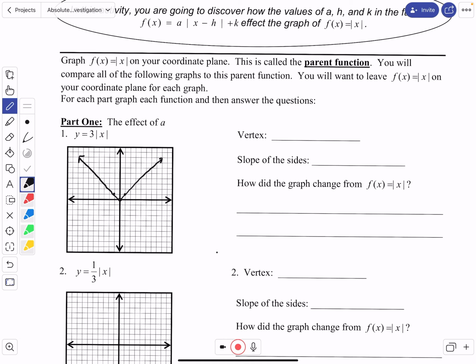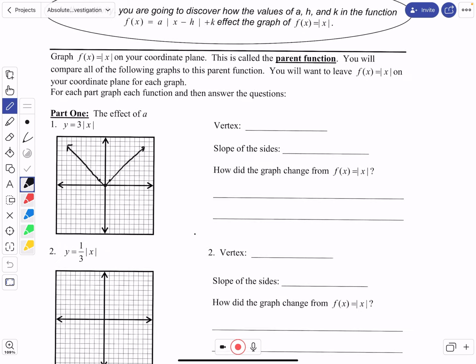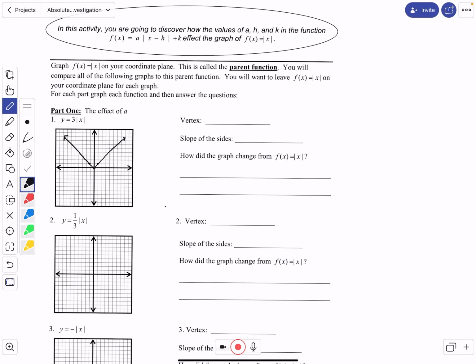And then what we're going to do is graph the actual function. So like for part 1 here, we're going to graph 3 times the absolute value of x. If we just create a table over here to the side, we have our x value and we have our y value. Of course, if we plug in 0, we have 3 times the absolute value of 0. The absolute value is 0, and 3 times 0 is 0. So our first point would just be 0, 0.